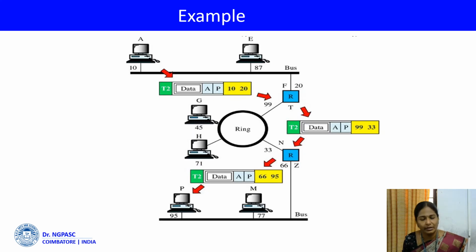Next, an example of the network layer. In this example, A is one network, G and H are another network, and P and M are a third network. This example shows how data from one network, from A, has to be transferred to another network, P. Here, A and P are logical addresses, and 1020 is a physical address.